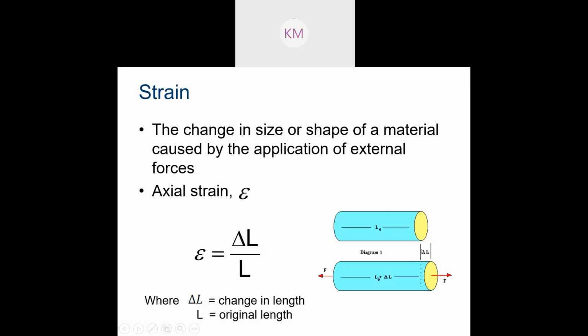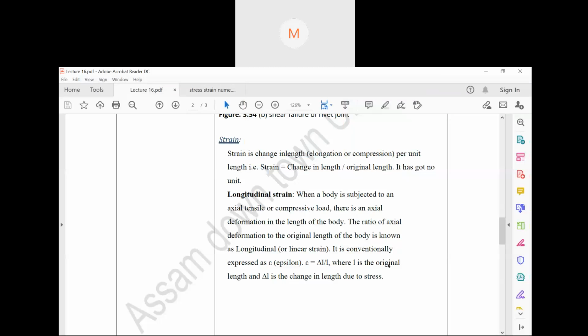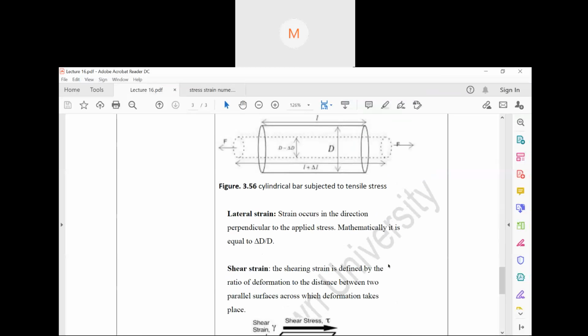This is del L, change in length by original length, del L by L. That means what? This is known as the axial deformation or longitudinal strain. Okay. Now we'll see the next one. You got it? What is longitudinal strain? Now we'll go for lateral strain and shear strain.